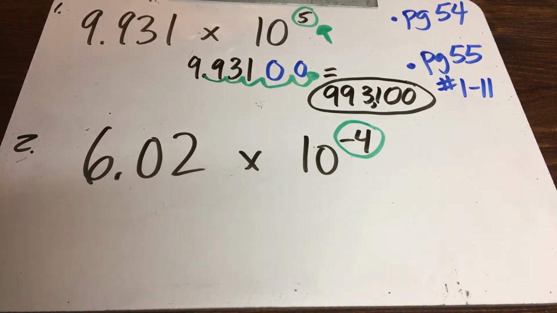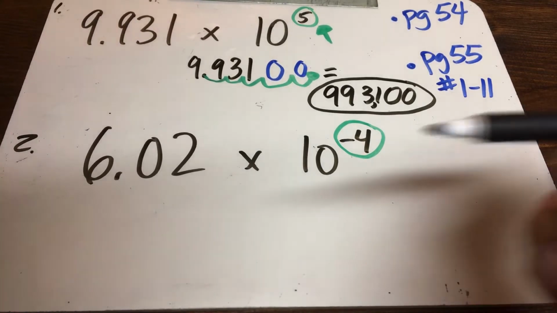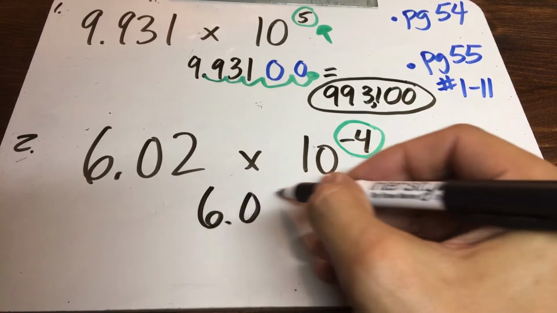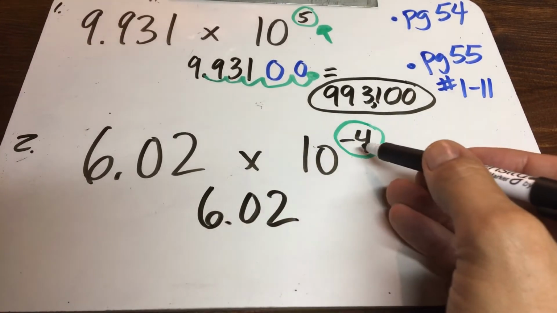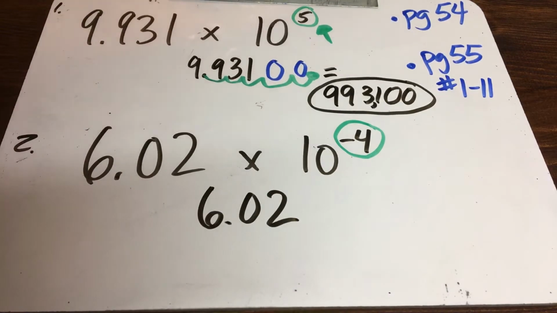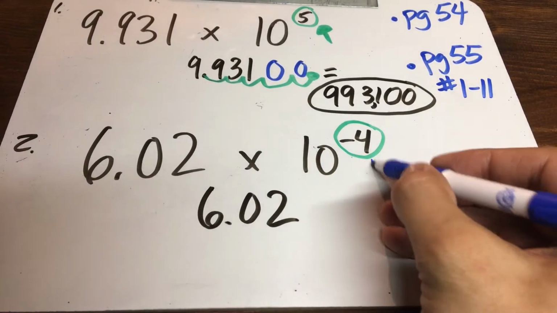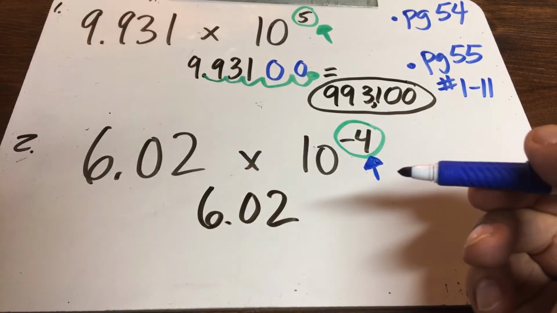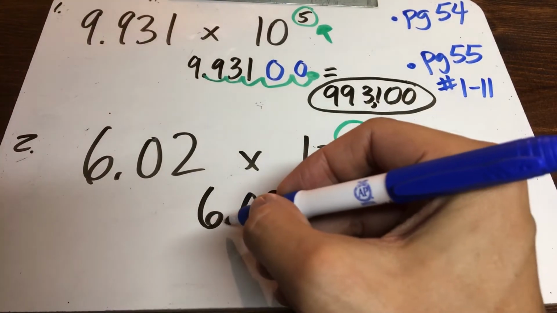So now I need to do something differently, don't I? Since this is a negative, I don't want to make this number bigger. I want to take this decimal and I want to make it smaller. I want to move the decimal to the left. And so I'm still going to move it 4 places because this is a 4, but now I'm going to move it 4 to the left because I'm going the other way.